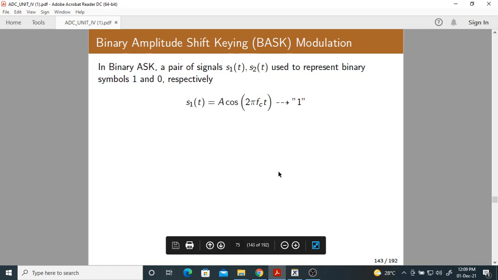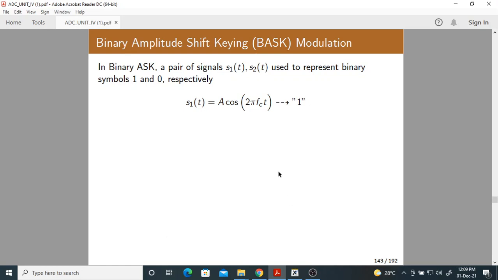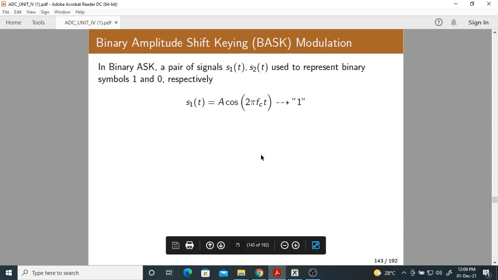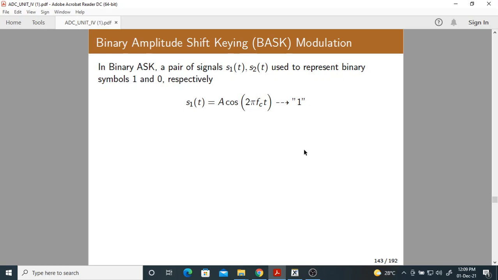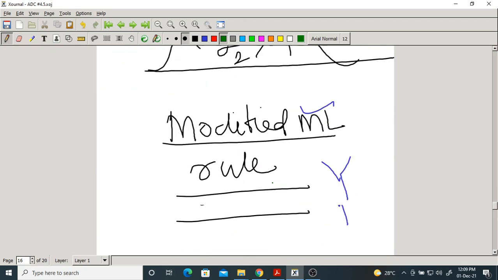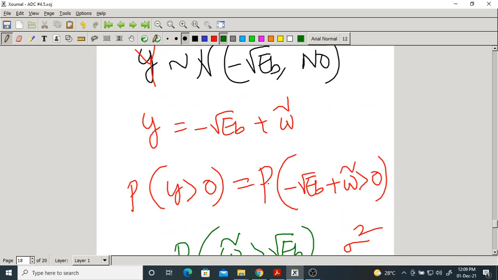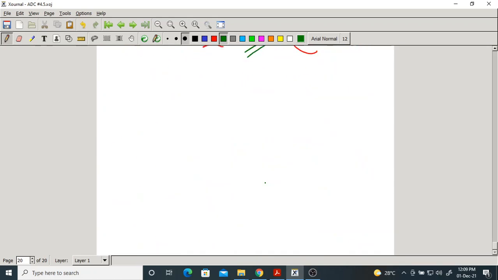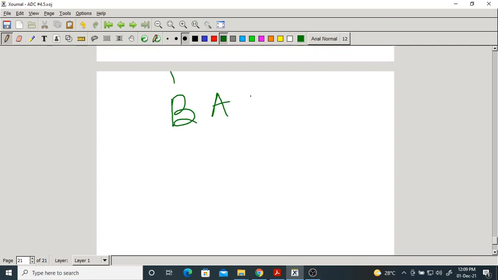Now we have discussed the last binary modulation technique, that is BASK, and I will start briefly now. In binary ASK, a pair of signals S1 of t, S2 of t are used to represent binary symbols 1 and 0. Till now we have seen different phases and different frequencies. Now we have to show different amplitudes, so that is called BASK, binary amplitude shift keying.